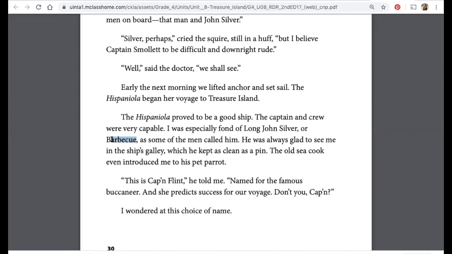Ooh, interesting name. I wonder why they call him Long John Silver Barbecue, as some of the men call him.